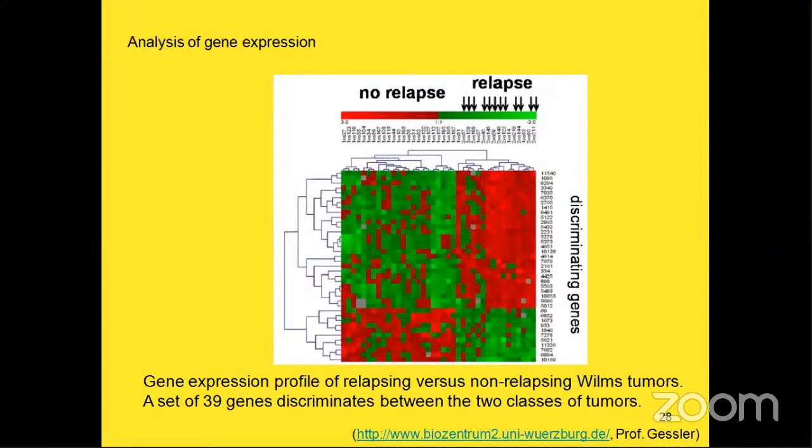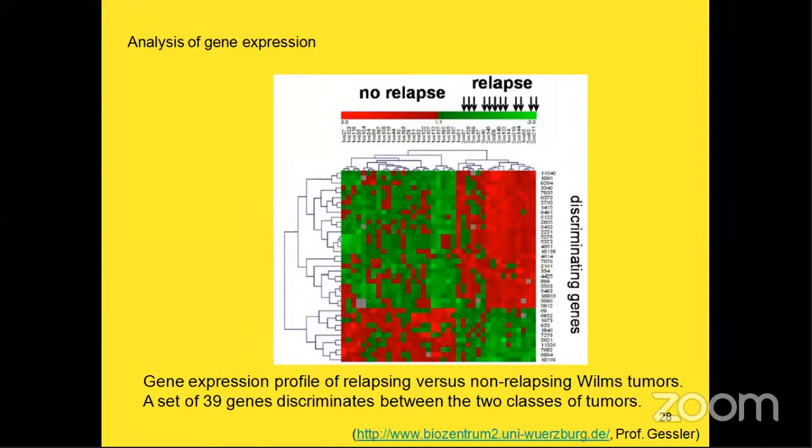Now, the gene expression data. This is the gene expression data, and there are 39 genes available between two classes of tumors. One is Wilms tumor, and the other one is the regular tumor. So the gene expression data can also be used to study various types of tumors as well.